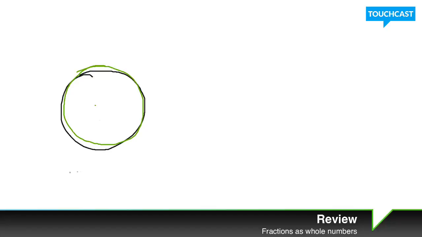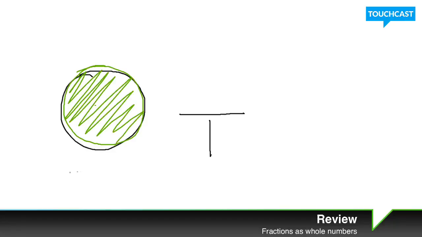Okay? So I can say that my denominator, the number on the bottom, is 1, because that's how many parts the whole is split into. It's split into one part. And let's say I shade in the whole, just the whole. So now we can call this fraction 1 over 1. 1 over 1 equals 1 whole. That's the whole fraction. 1 over 1 equals 1 whole.